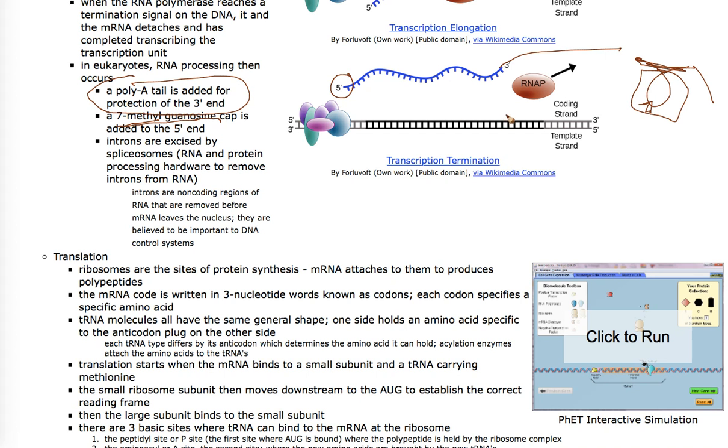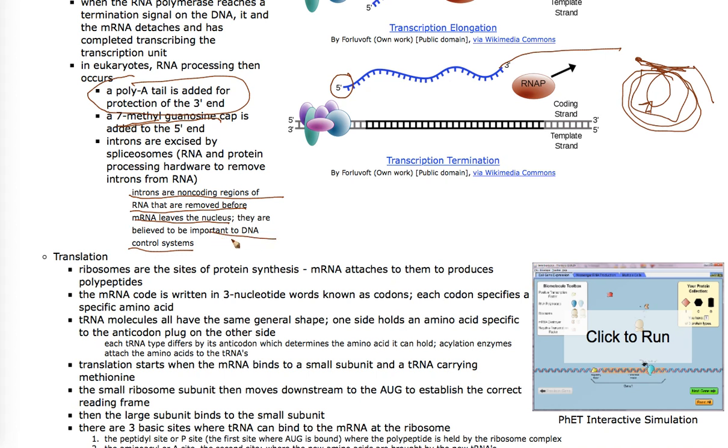So it turns out the intron is this section of the DNA. This is called an intron. This section of the RNA. This is called an intron, the part that's cut out, and that is used to control DNA. Introns generally are non-coding regions of RNA that are removed before the RNA leaves the nucleus. They are important to DNA control systems, probably RNAi.